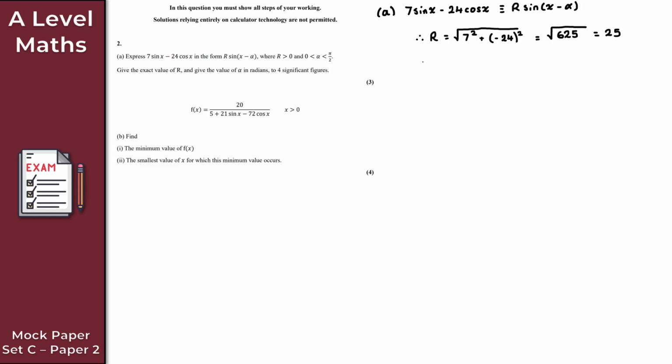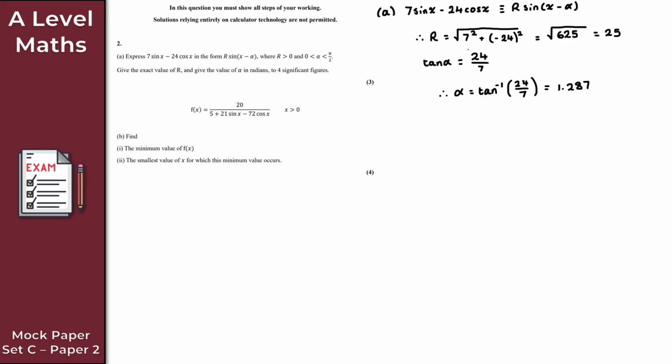We now also need the value of alpha in radians to 4 significant figures. In this case, tan alpha would simply be 24 over 7. So tan alpha is equal to 24 over 7. And in that case, alpha is simply tan inverse or arctan, whichever you prefer, of 24 over 7. Put this into your calculator. What do we get? So I get 1.287. Obviously, just ensure that you're working in radians here. If we want the value of alpha in radians, then your calculator needs to be in radians. So what you should get, to 4 significant figures, is 1.287.